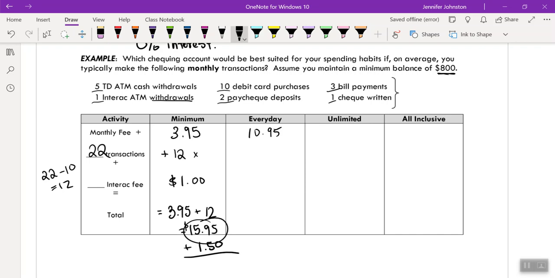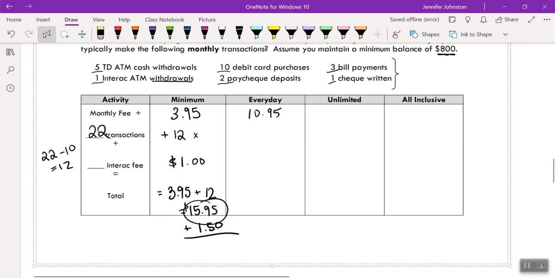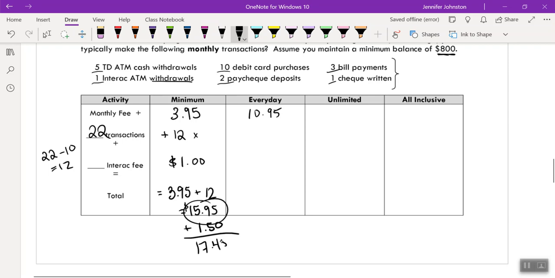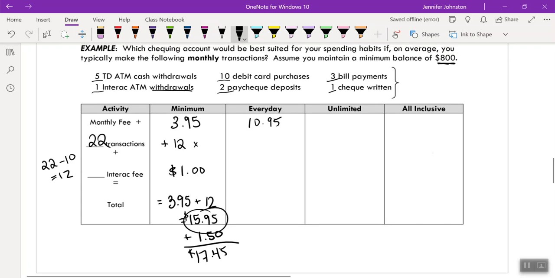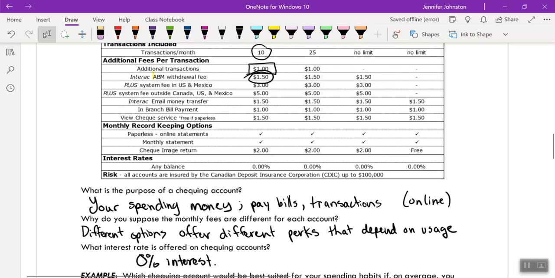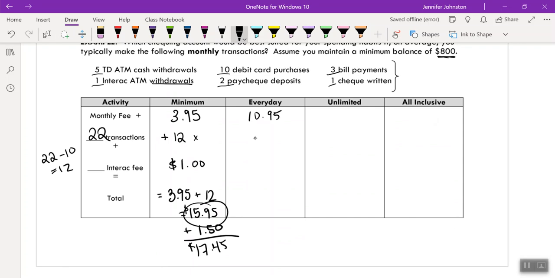And what do we get there? That's actually $17.45. All right, and then for this one, if we had that one Interac withdrawal, how much are we spending there? Again, $1.50. But the 22 transactions are fine. We don't have to pay any money for additional transactions because we're under the limit of 25, which is great, but we still have to pay that additional $1.50 for that one Interac withdrawal from the ATM.